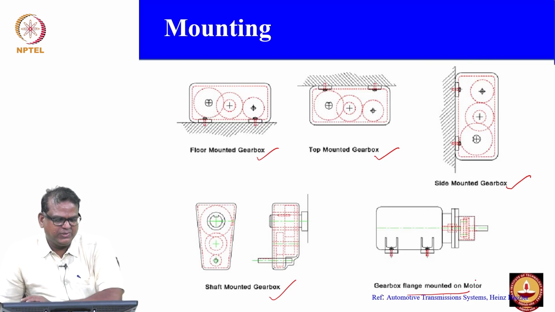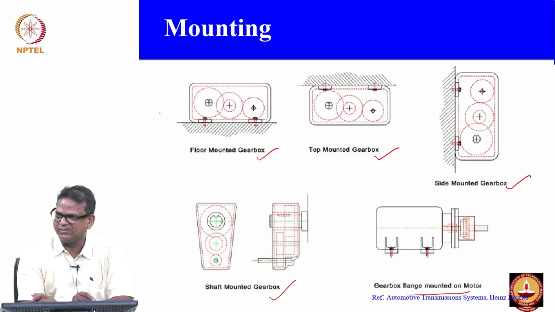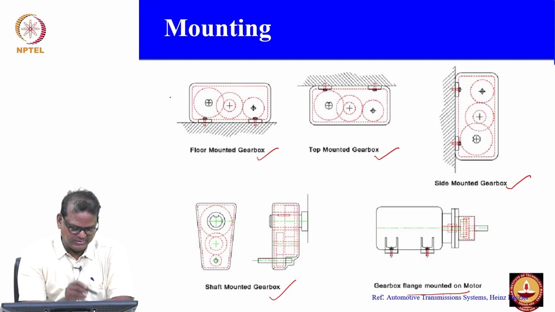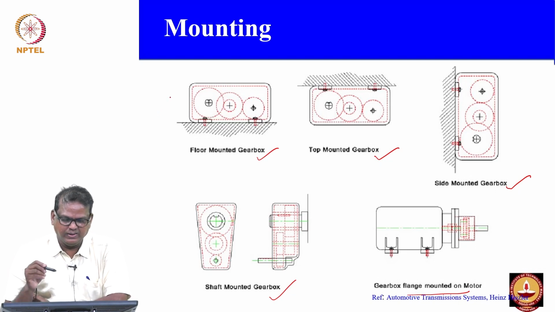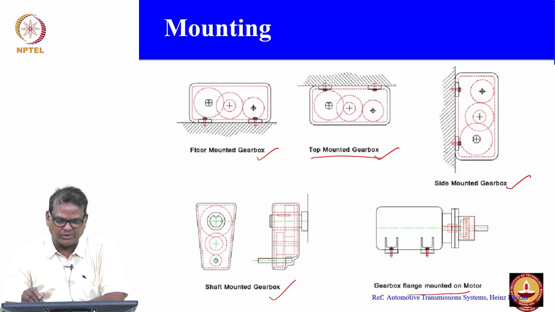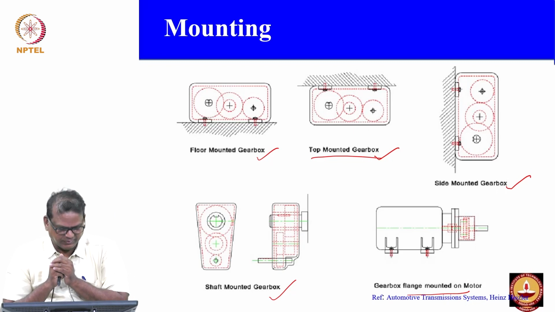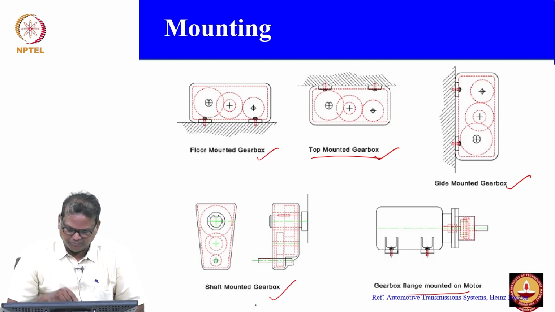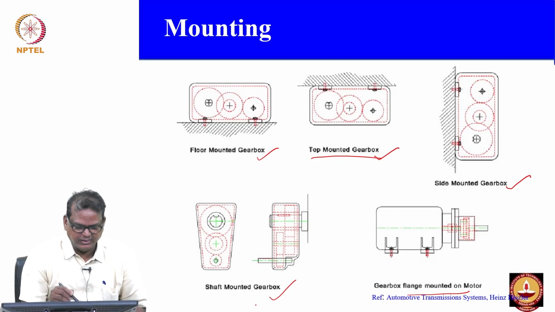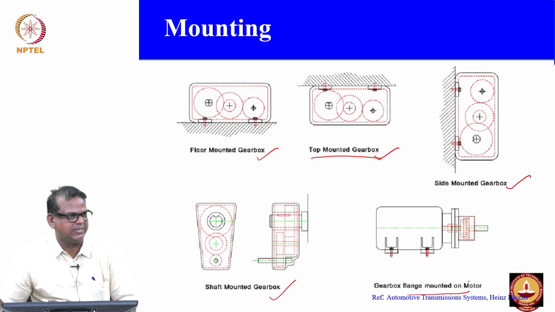Tell me which one is the easier, most preferred one? Floor mounted gearbox, right? The floor mounted one is much easier, whereas this one is carrying additional loads. You can see the top mounted one, and this also is a problem. You are loading the gearbox vertically, that is not advisable. Similarly, the shaft mounted one is also preferred. Either go for a floor mounted gearbox or a gearbox flange mounted on the motor.